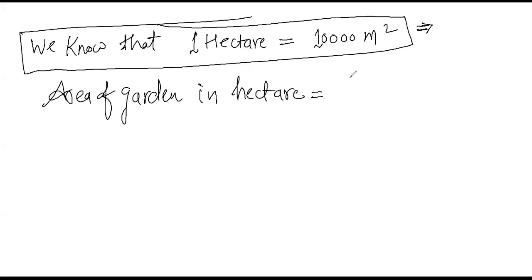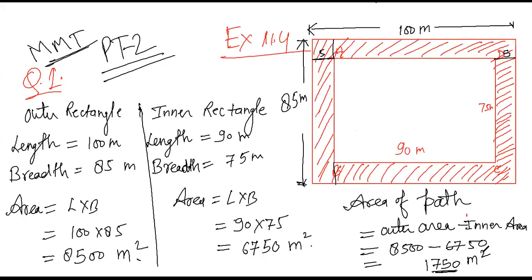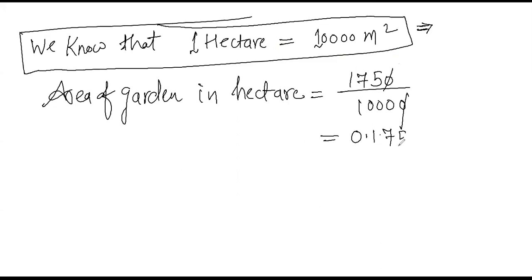Very good. That will be 1750 upon 10,000. So 0 will cancel out. So the answer will be 0.175. Is this correct or not? Yes. 0.175 hectare. Hectare you will write in short as HA. If you don't want to write full hectare, you will write at least HA. Now this is the answer in hectare. Everyone clear?